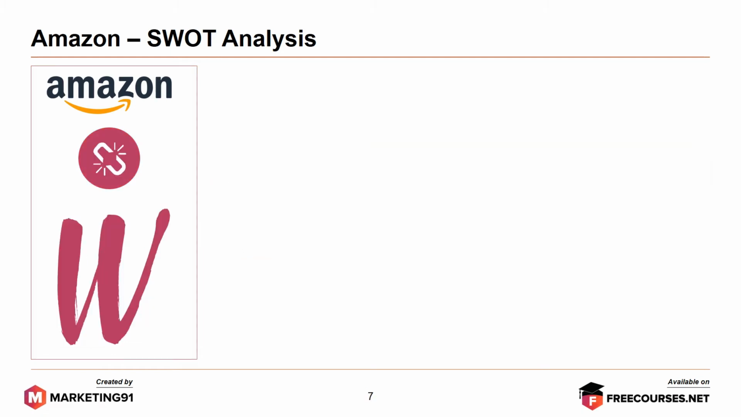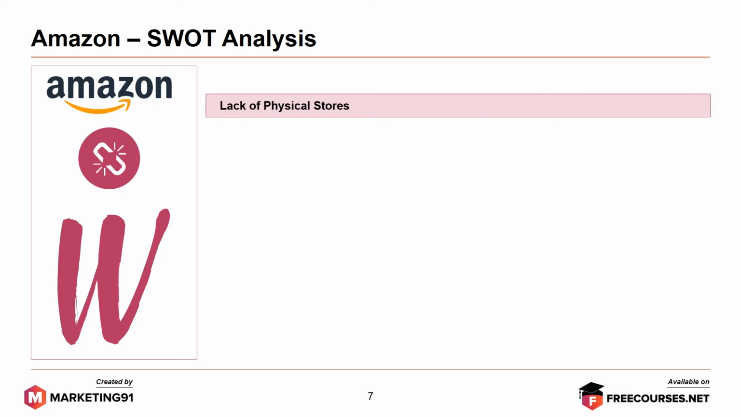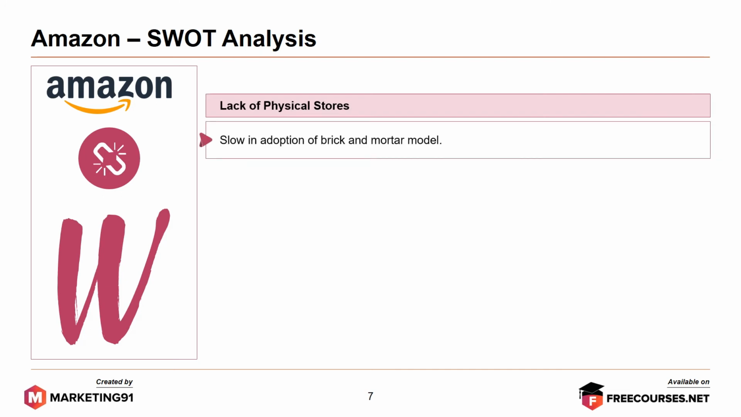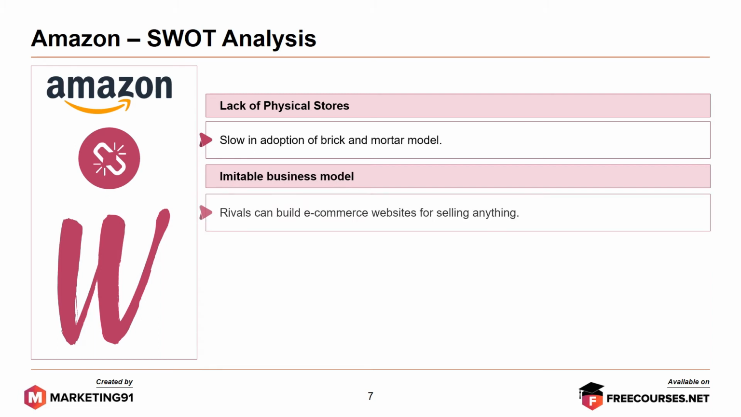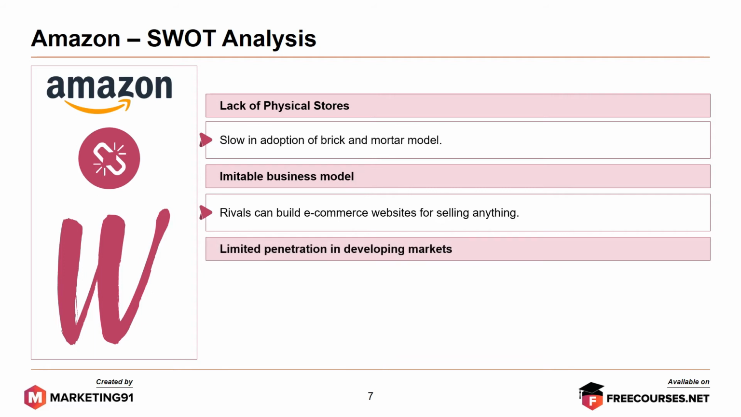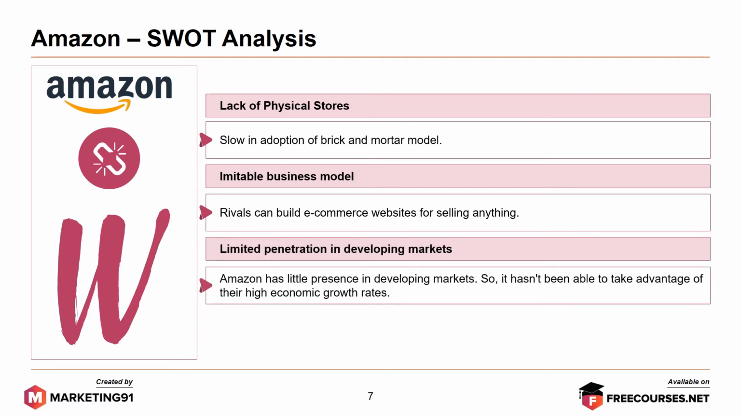Now looking at some of its weaknesses, the first, lack of physical stores. Amazon has been very slow in adoption of the brick and mortar model. Second, Amazon's business model is imitable. Rivals can build e-commerce websites for selling anything. And finally, limited penetration in developing markets. Amazon has little presence in developing markets, so it hasn't been able to take advantage of their high economic growth rates.